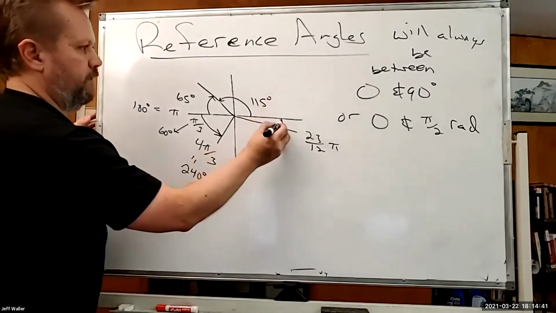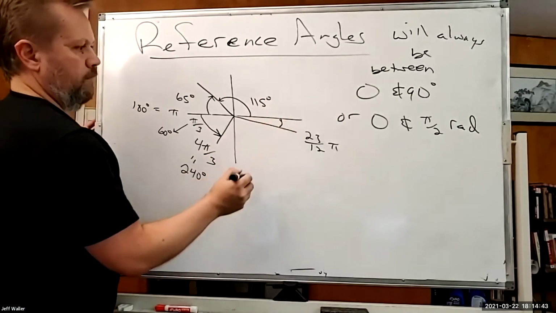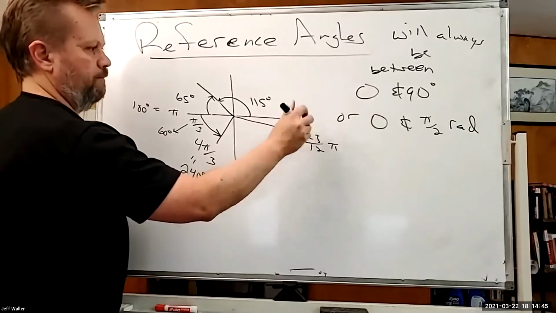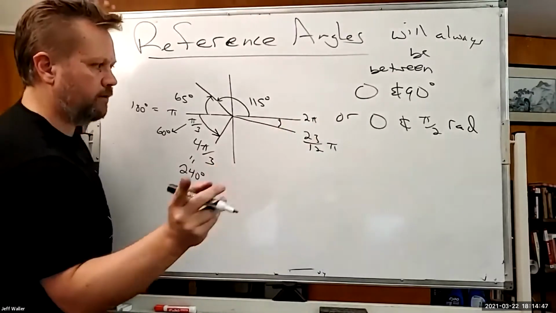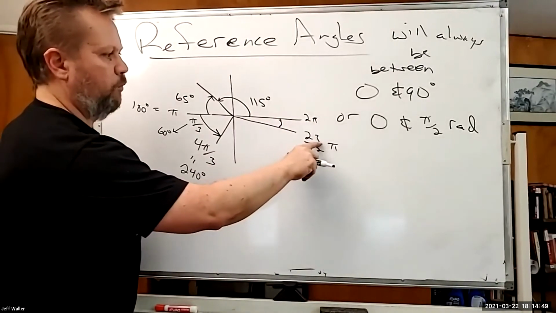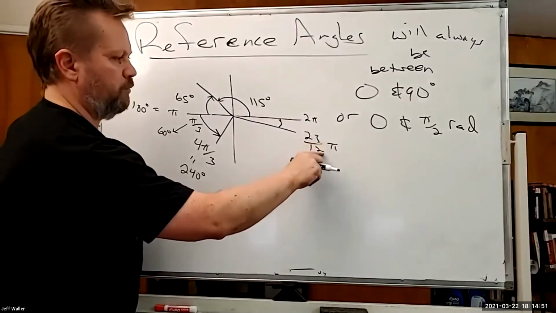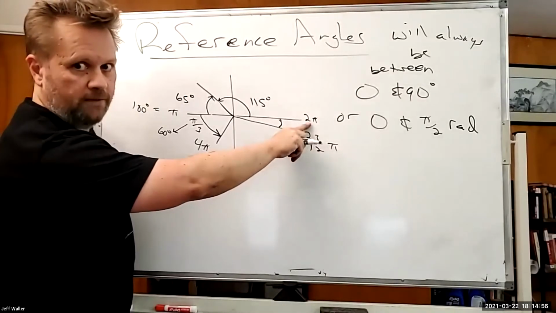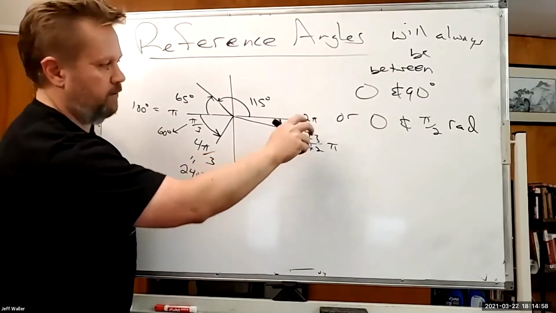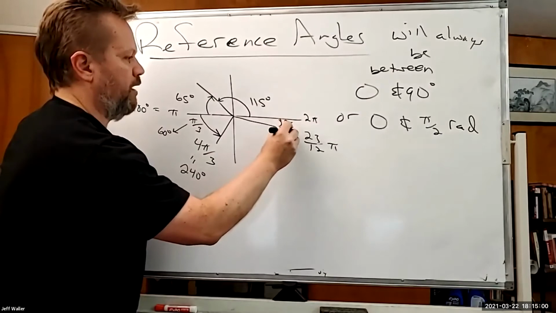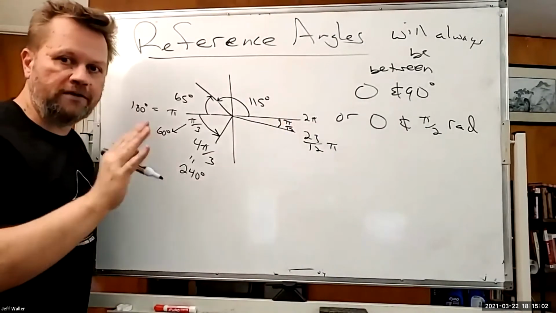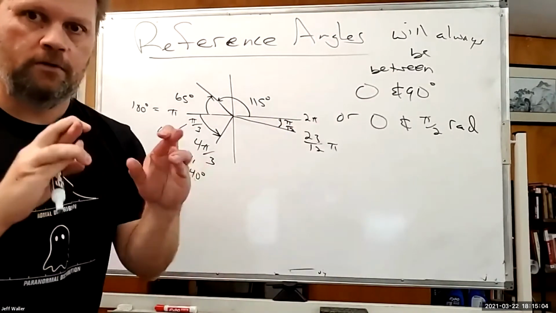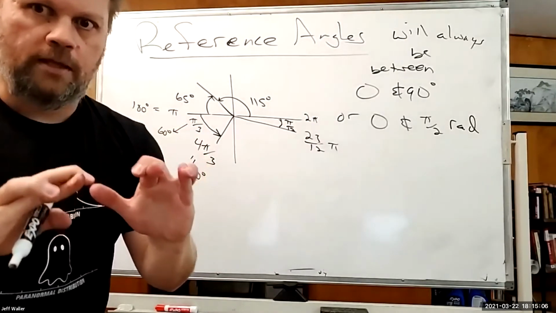How would I figure out what this is? Well, this is 1/12, so this will be 1/12 of a pi away from 24/12, which would be 2. Do you see that? So this is 1/12 of a pi away, so the reference angle would be pi over 12.